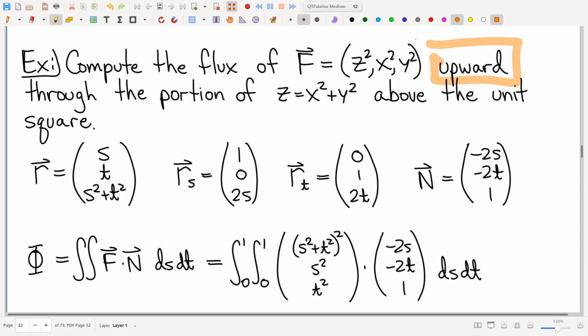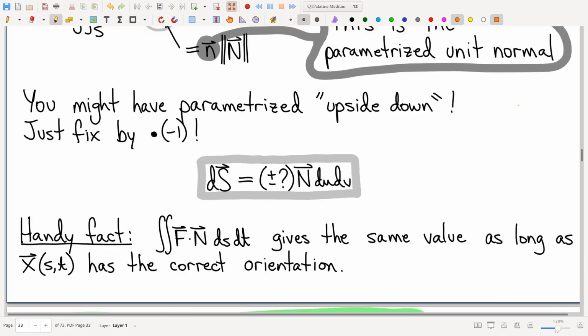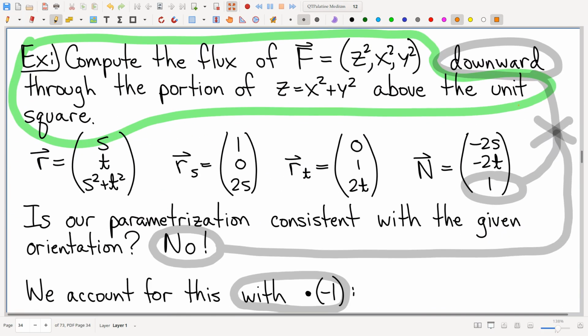But I made this upward oriented to be consistent with the parameterization that I was going to create, which you can see. It's got a positive z-coordinate, which means it's somewhat upward. So the orientation we ended up with conveniently is the same as the orientation we were supposed to do. I rigged up this example so we'd get lucky. All right, this next example is rigged up so we will not get lucky. And let's see how to deal with it when we don't get lucky.